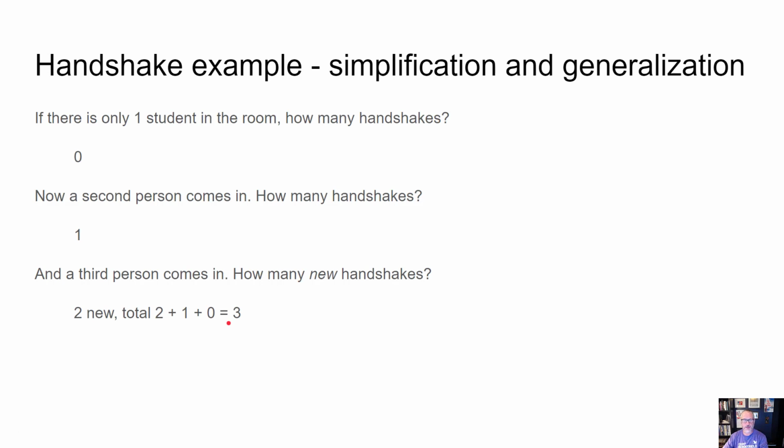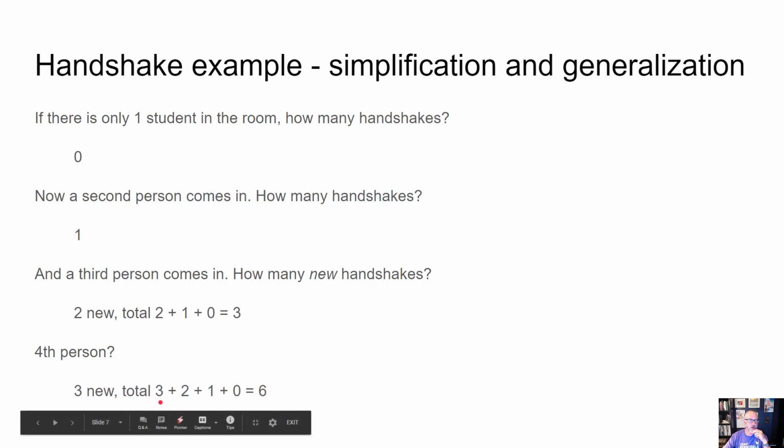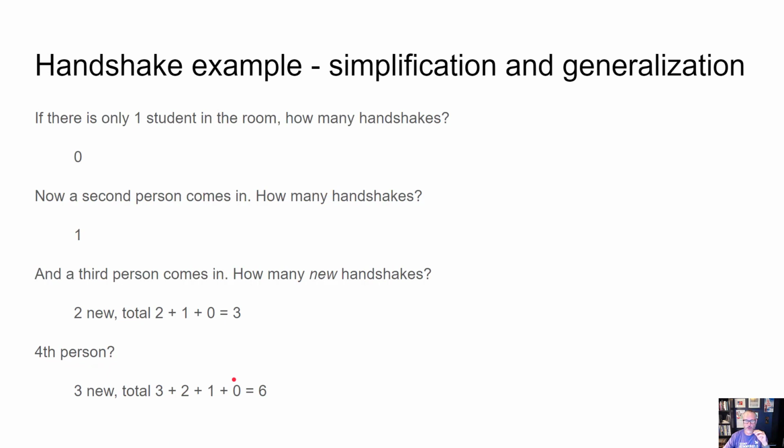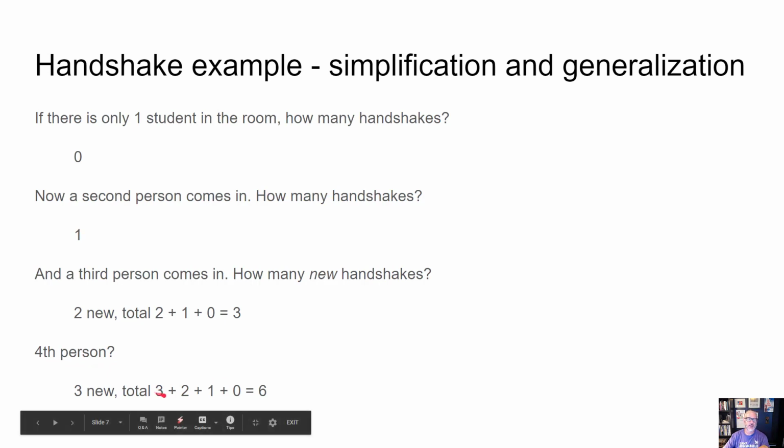And this pattern continues. If a fourth person comes in, there are 3 new handshakes. So now our total is 3 plus 2 plus 1 plus 0, or 6. That's the number of handshakes that take place. Whereas our previous reasoning would have said 4 times 3, or 12 total handshakes. Okay? So that's our simplification. We're starting to see a pattern here.